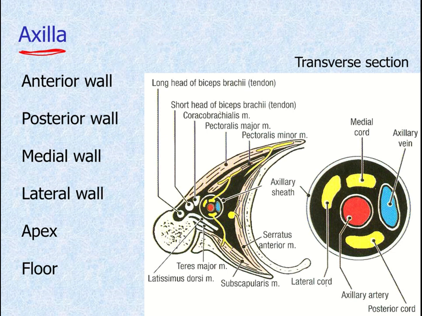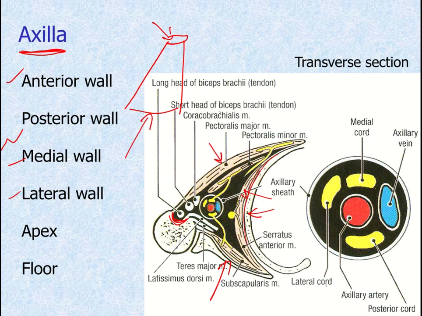And the axilla has several walls. There is an anterior wall here, a posterior wall here, and a medial wall formed by the ribs, intercostal muscles, and the serratus anterior muscle. Then laterally, there's a very narrow wall at the humerus. So this is the lateral wall. You call it the bicipital groove of the humerus. Then above, you have a pyramidal shaped area. Here you have an apex which connects it to the root of the neck, and you have a floor just above the armpit. So that is about the axilla. Details you will learn later, not now.